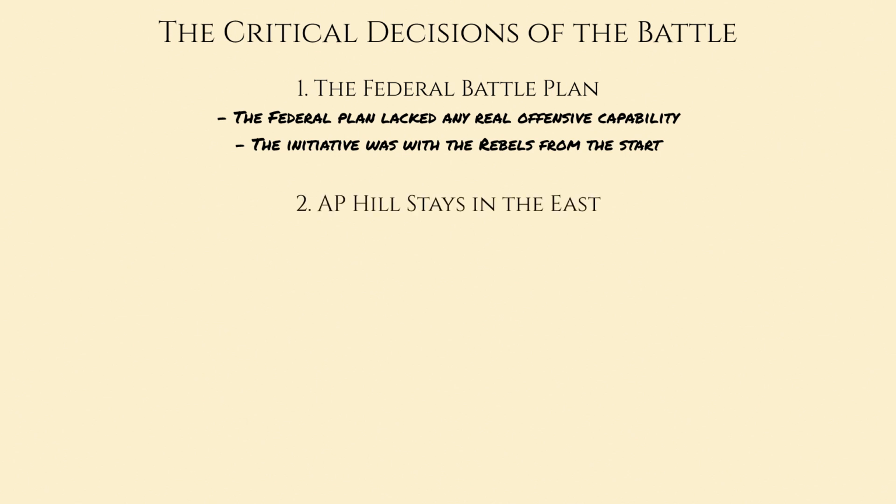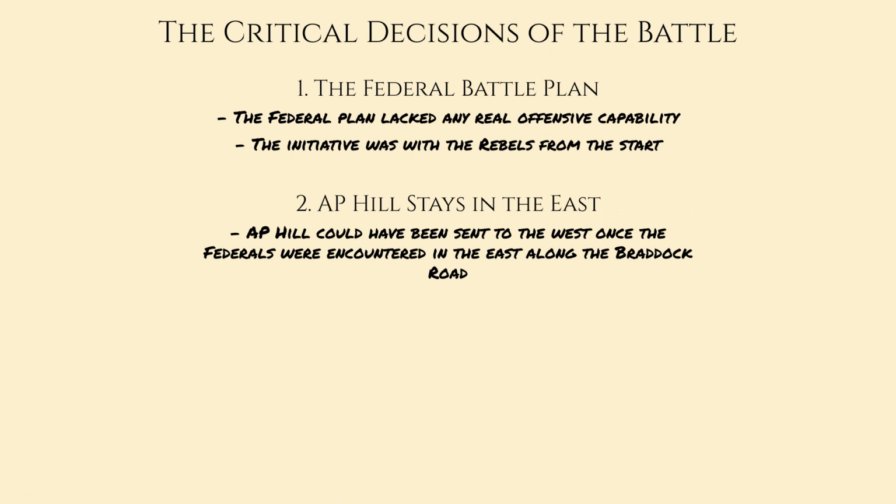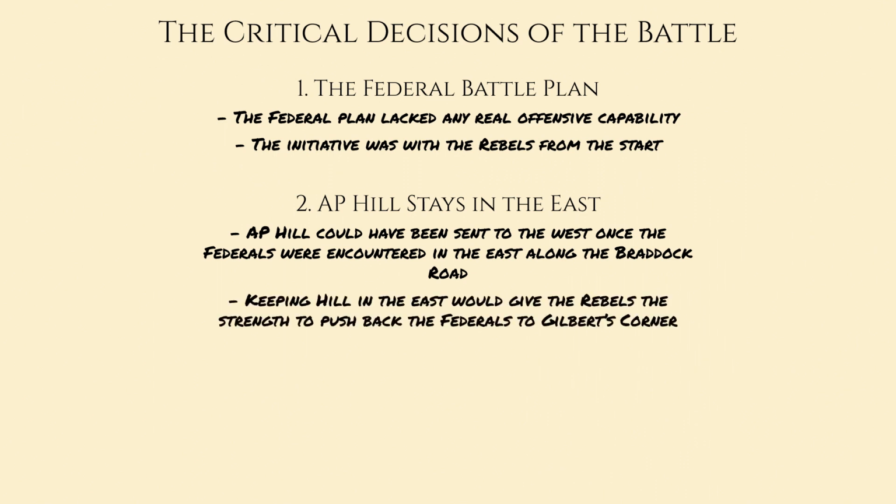A.P. Hill stays in the east. A.P. Hill could have been sent to the west once the Federals were encountered in the east along the Braddock Road. But keeping Hill in the east would give the rebels the strength they needed to push back the Federals towards Gilbert's Corner. And this was a critical decision early on.